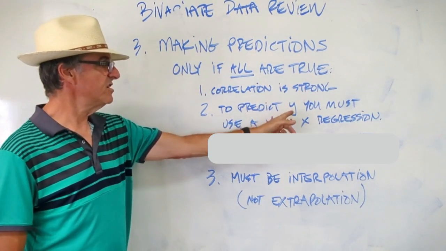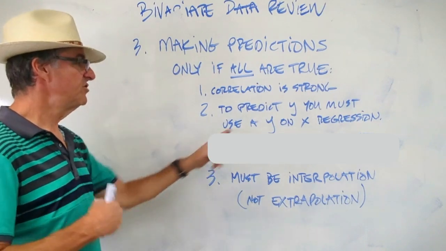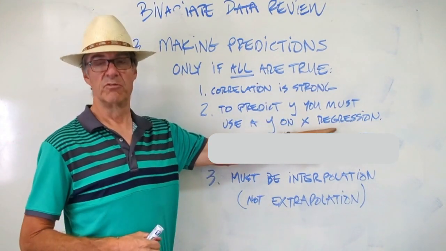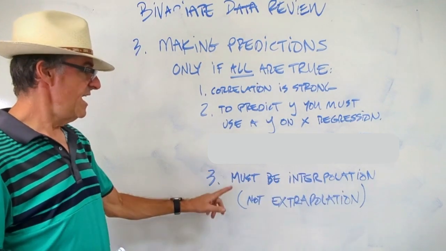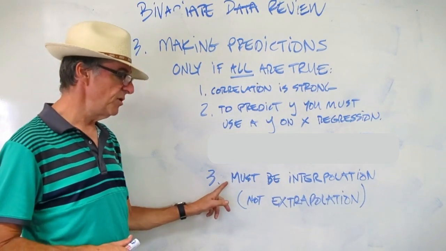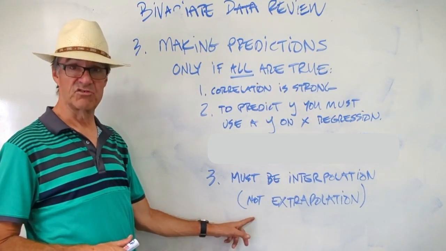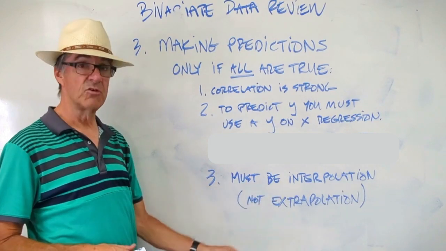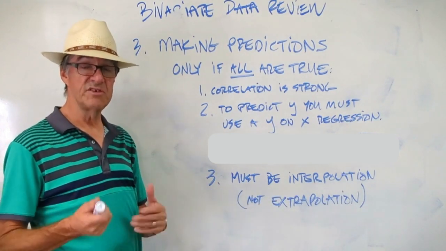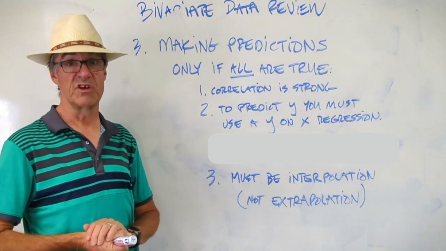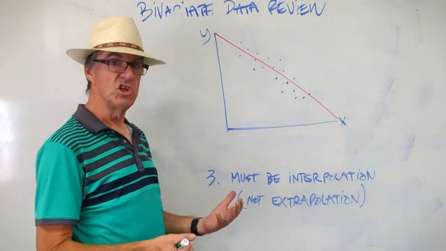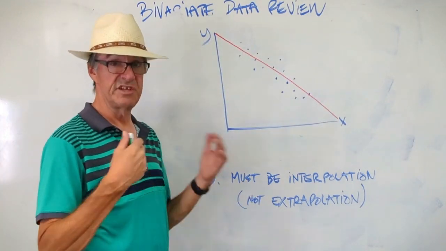Secondly, to predict a y value, you must use a y on x regression. You can't use an x on y. Finally, it must be an interpolation, not an extrapolation. So these are big $10 words in statistics. I want you to pause the video and think about that and maybe draw a scatter plot that would illustrate that. All right, let's take a look at data interpolation versus extrapolation.